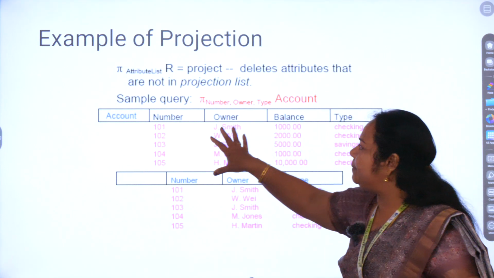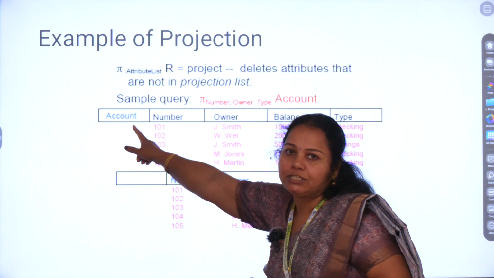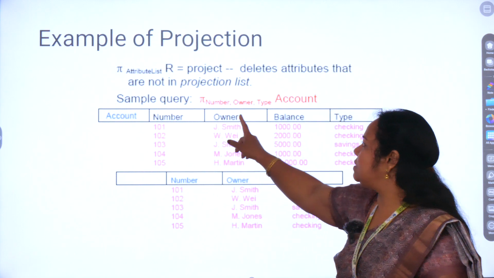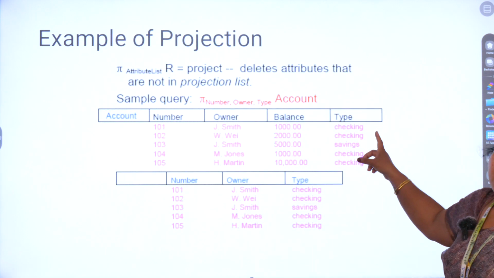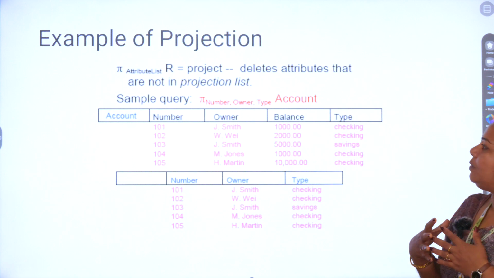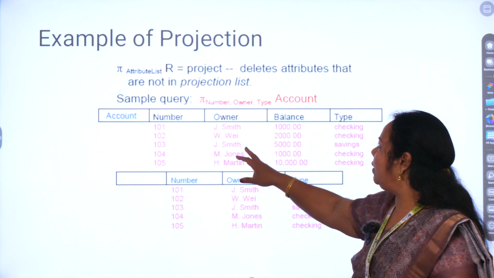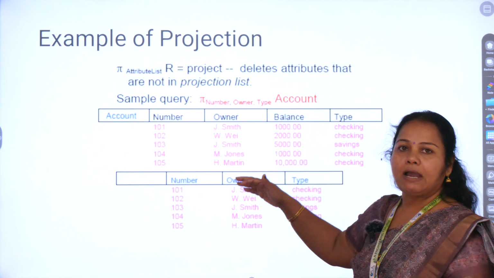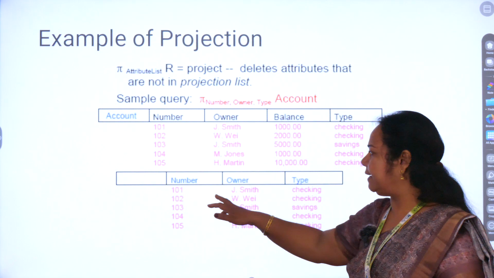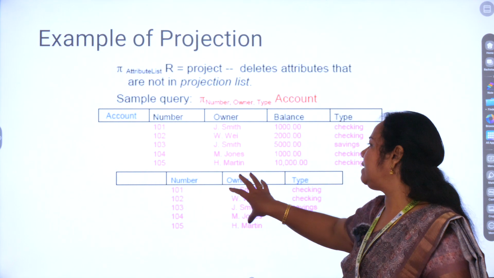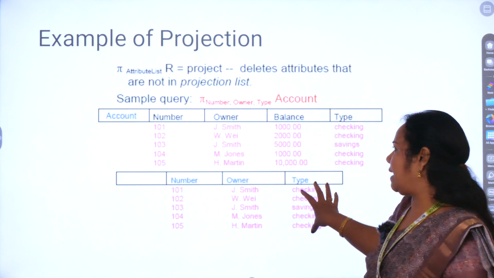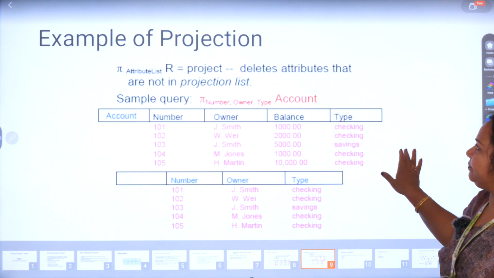So this is our table, and the relation name is account. The attributes are number, owner, balance and type. I am going to project only the attributes number, owner and type. The output is also a relation like this, where we get only the attributes number, owner and type.